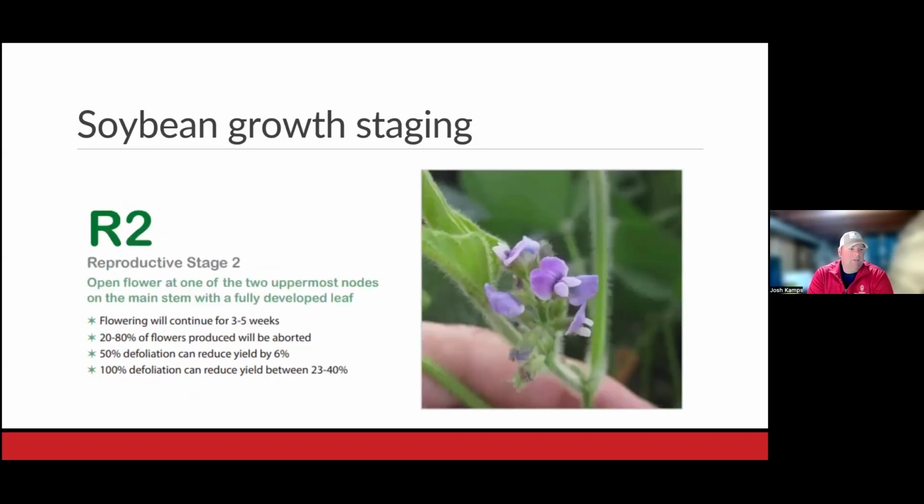R2 simply means that there are more open flower nodes on those plants, and flowering continues. It's based off of day length and whether the plants have a determinate growth type or indeterminate growth type.